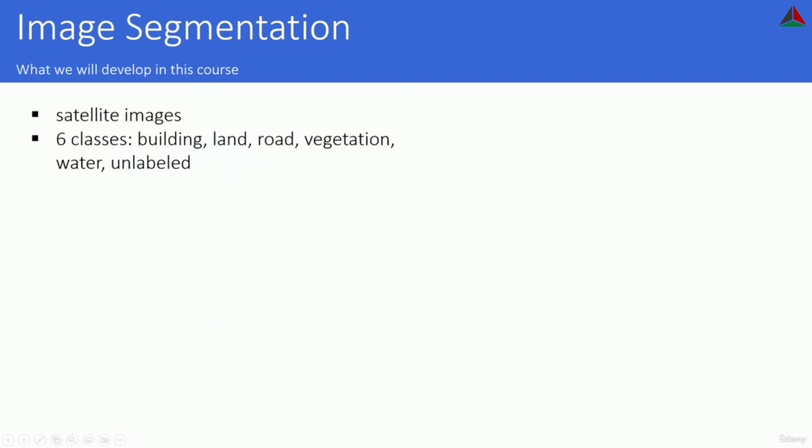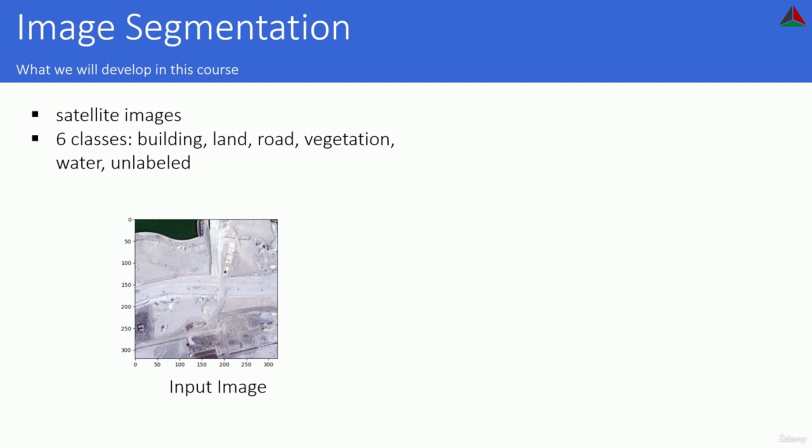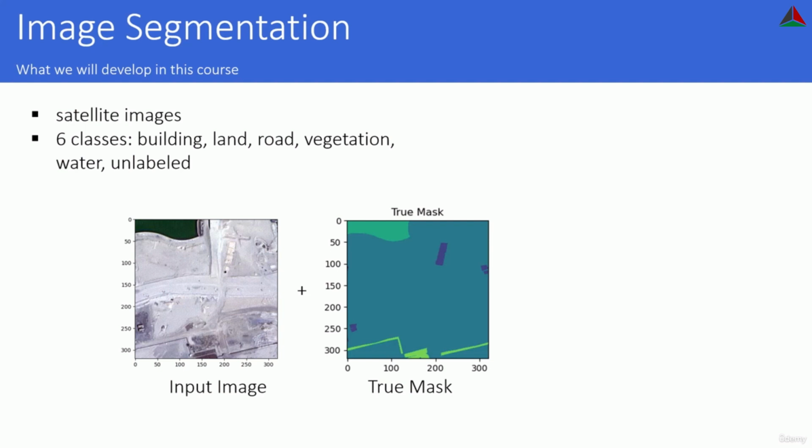And now I'm going to show you what we are going to develop in this course. We are going to work with a dataset of satellite images, and these satellite images consist of 6 different classes. So on these images you can see buildings, land, roads, vegetation, water, and then there's a residual class called unlabeled. So for example, we have some input image like this, and we have some true mask which is provided. So here you can see then with the different colors, the different types of objects.